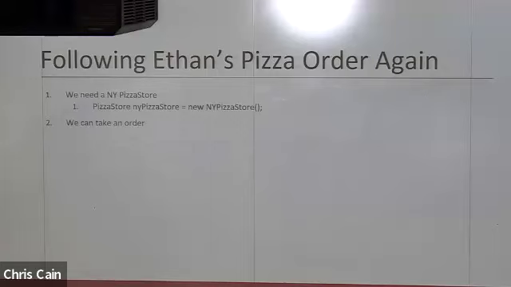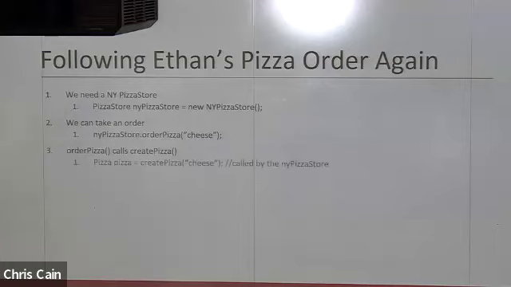We can then take an order from this New York pizza store. So we can say New York pizza store dot order pizza. That takes a parameter, the kind of pizza that you want to order. Since we're saying cheese, we want a New York style cheese pizza with the associated ingredients for a New York style pizza. So order pizza in its implementation calls create pizza via pizza equals create pizza.